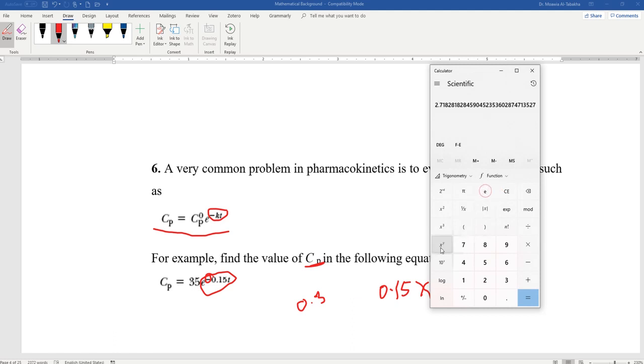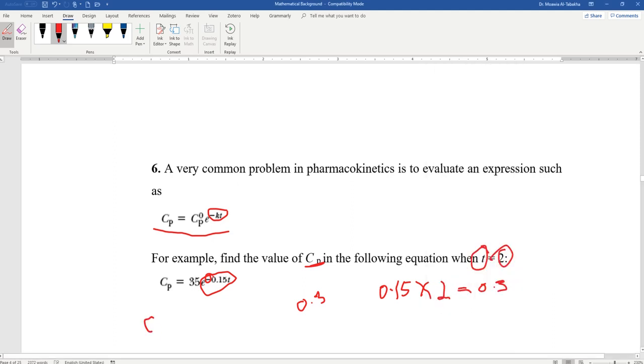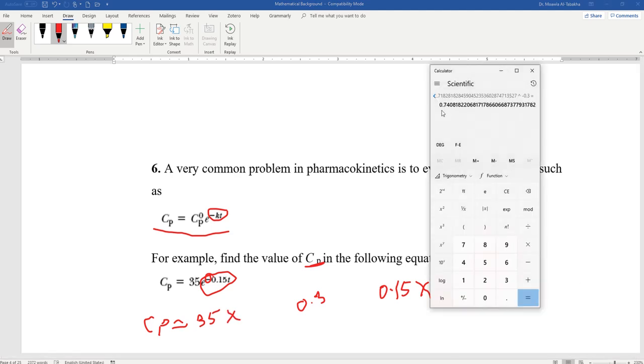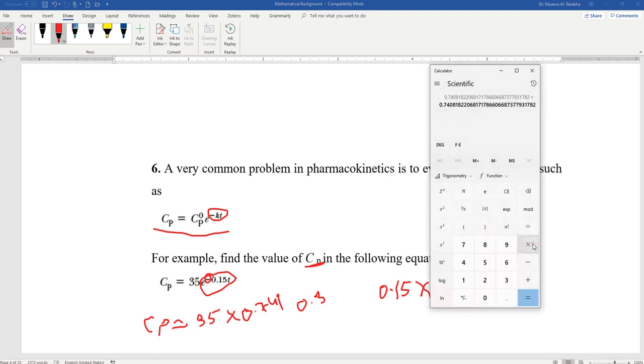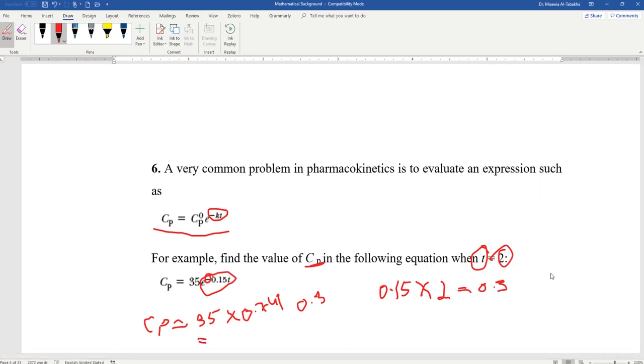So e to the power of 0.3 minus, and this is the answer. Okay, so CP will be equal to 35 multiplied by what's in the calculator, which is 0.741. Why did we leave the 1? Because this is 8 more than 5, so multiplied into 0.741. Okay, let me go to the calculator. This number multiplied into 35, and this is the answer. So the answer is 20. How much did we say? How much?